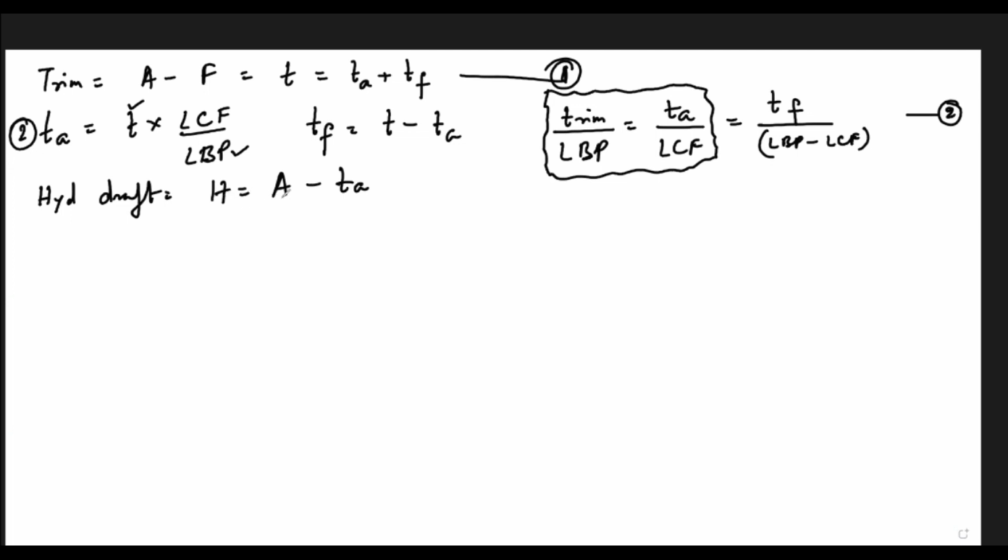Okay, next we come to H is equal to A minus TA. What about F? Any relation with F and TF? Yes, sir. F is equal to A plus TF, or A is F plus TF. So these are the three relations that we know as of now. Right? Now, let us build up on this one.